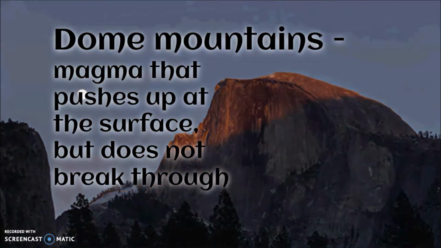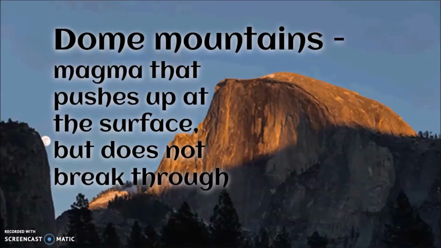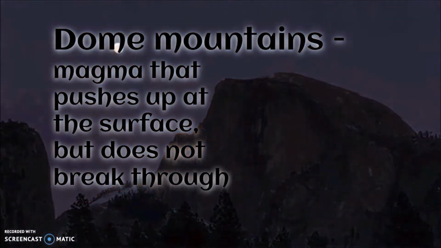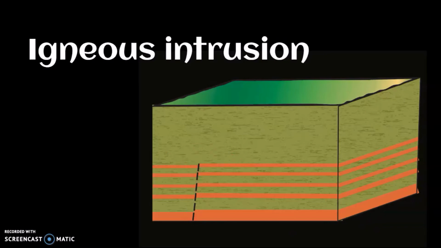When magma tries to push to the surface but does not break through like at a volcano, we may have some sort of formation like a dome mountain, where the magma pushes the rock up but doesn't break through. Another example of this is an igneous intrusion, where the magma pushes its way up towards the surface but does not break through the surface, instead pushing its way through the different layers and settling between them.